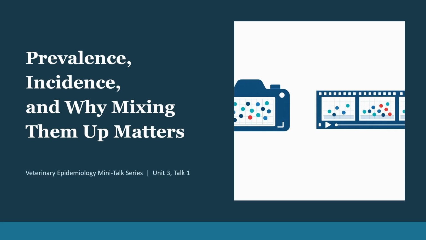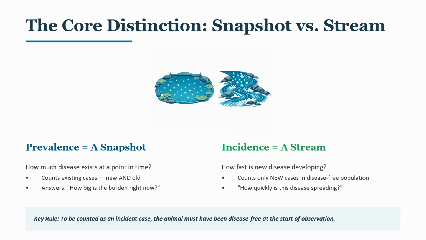By the end of this talk, you'll be able to define, calculate, and distinguish prevalence and incidence, including the subtypes of each, and understand what each one is appropriate to use for. We'll also cover case fatality rate, which is closely related and frequently confused with mortality rate. Let's go. Here's the conceptual anchor for this entire talk.